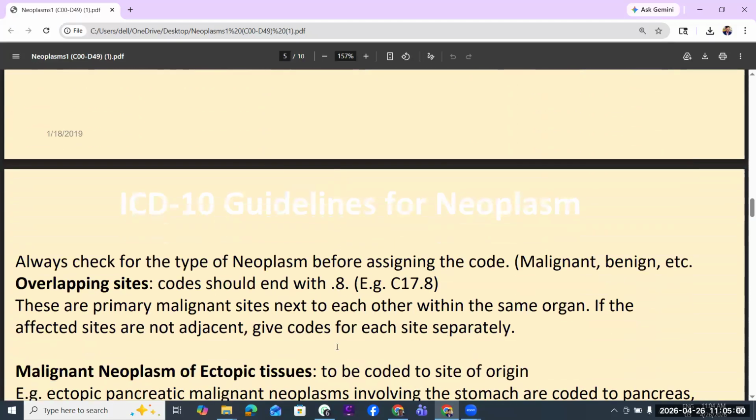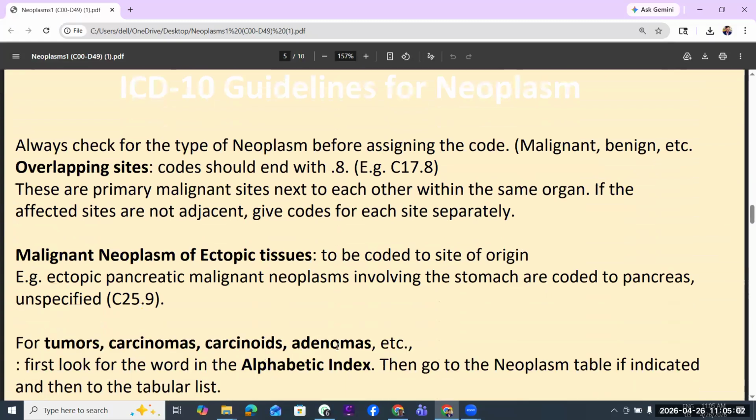ICD-10 guidelines for neoplasm. Always check the type of neoplasm before assigning the codes: malignant, benign, etc. So we need to check whether it is malignant or benign. Overlapping site codes should end with 8, example C17.8. These are primary malignant sites next to each other within the same organ. If the affected sites are not adjacent, give codes for each site separately.